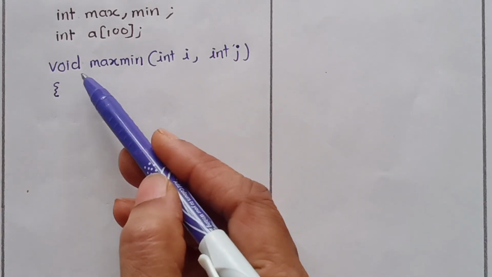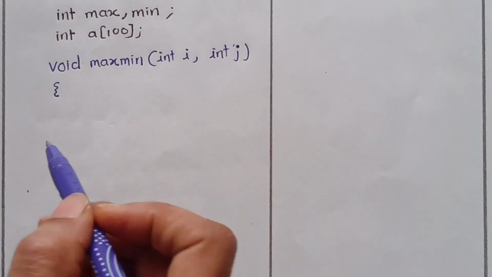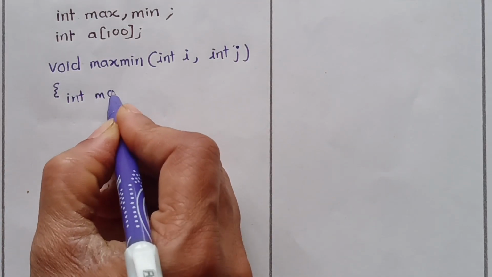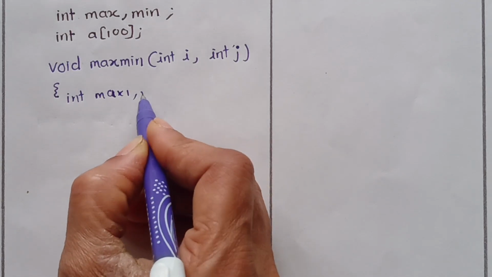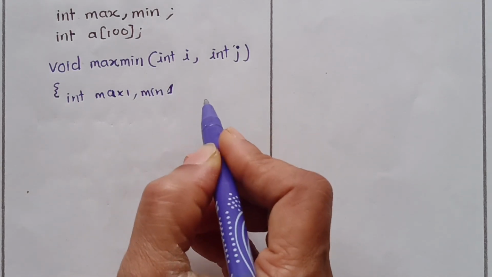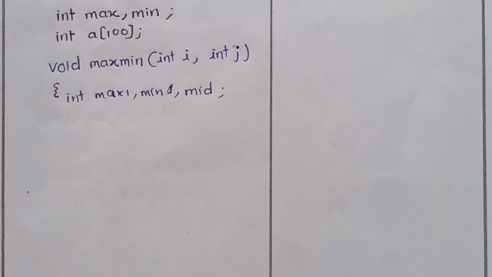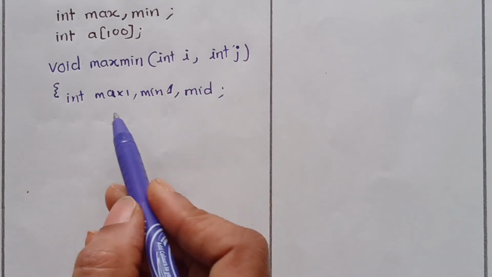So here you are implementing the max min function. First you have to declare variables int max1, min1, and one more variable you have to take, min. Okay, afterwards I will explain why we are using this.